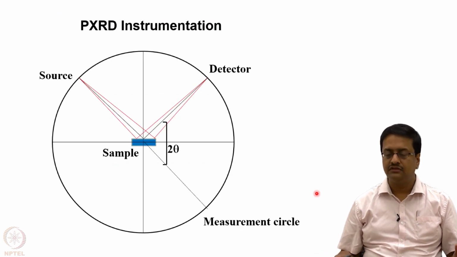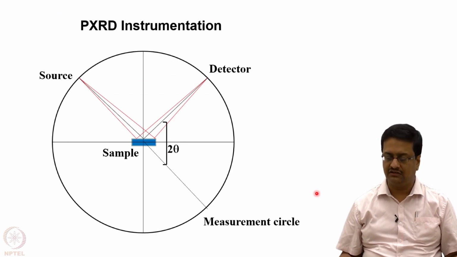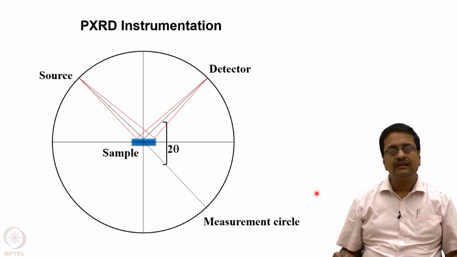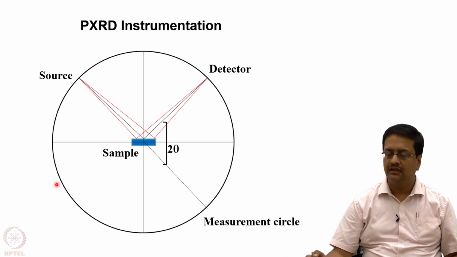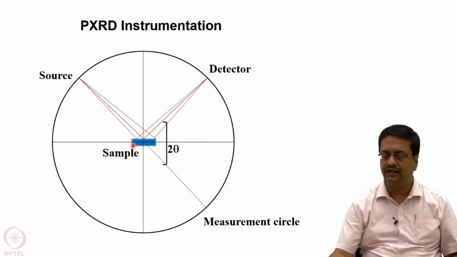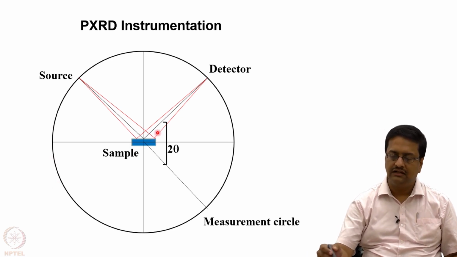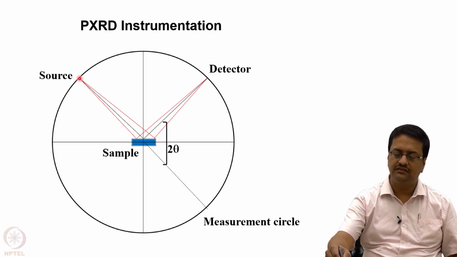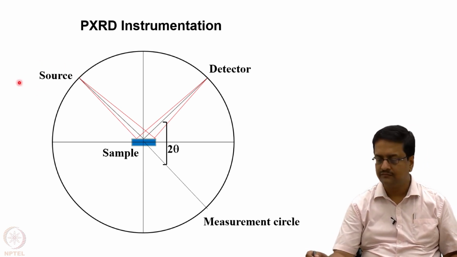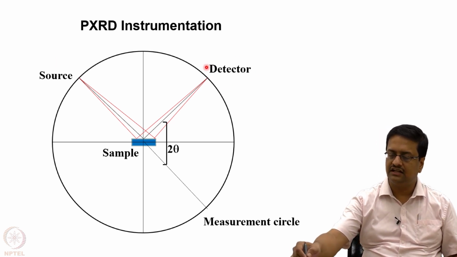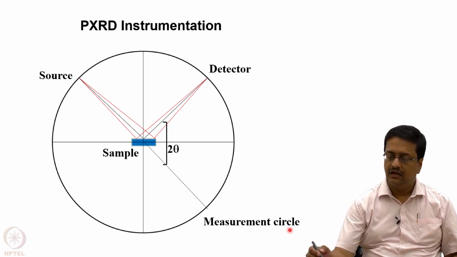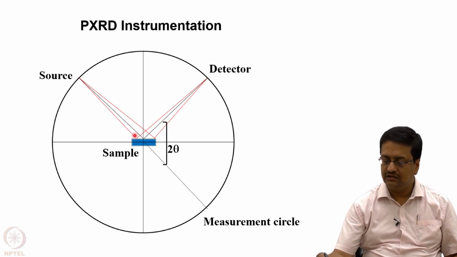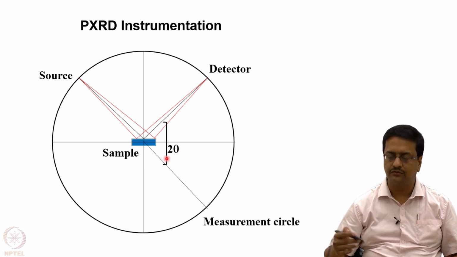So, this is a common setup of the powder X-ray diffractometer or the instrument. What we have is a measuring circle like this, as I have drawn here. At the center of the circle we have a plate which holds the sample. At one end of the circumference of the circle we have the source, that is the X-ray tube, and on the other side of the circle, at the circumference of this measurement circle, we have the detector, and the angle between this direct beam and the diffracted beam is called the 2 theta, as you already know.